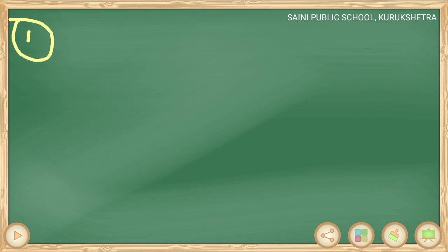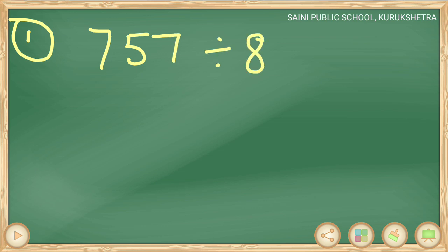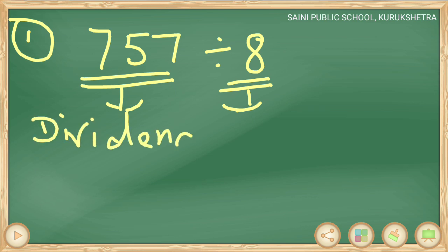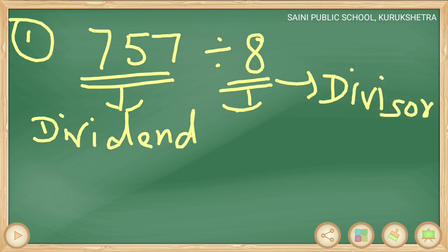Suppose our first example is, first of all we will estimate a 3-digit number by a 1-digit number. Suppose this is the given example. We have to find the estimated quotient. Okay, so this is the dividend and this is the divisor. First of all we will estimate both the numbers, because this is the dividend, the number which we are dividing, and this is the divisor, the number by which we are dividing. So first of all we will round off these two numbers.